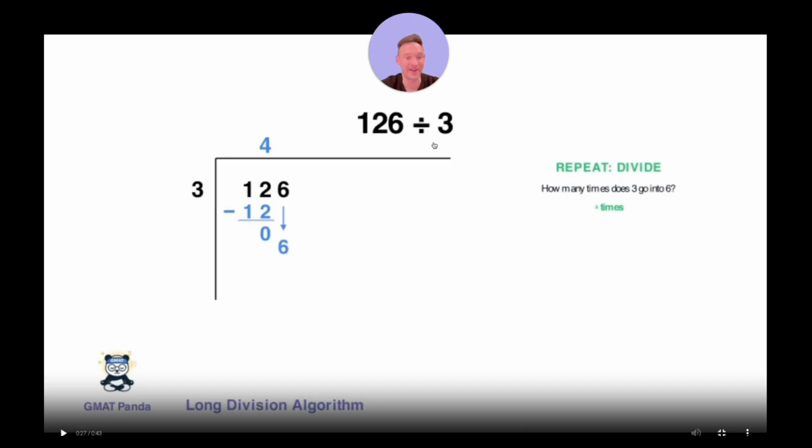So we try and check how many times 3 goes into 6, and it goes 2 times. So in this case, we multiply 2 times 3 to get 6. And again, the remainder is 0. At this point, we've finished the whole long division, and we're left with 42, the 2 coming from the 2 times 3 that goes into 6. So the result is 126 divided by 3 is 42.